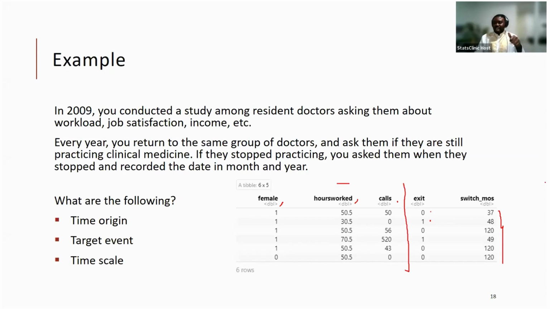Who wants to tell us what the time scale is? Someone else? Anyone else who hasn't spoken since we came back from this break?